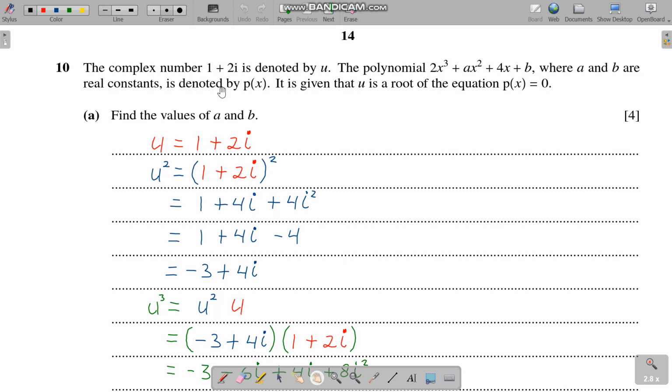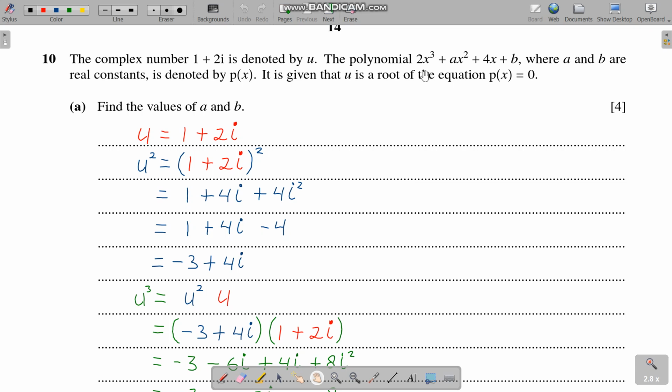Complex numbers. The complex number 1 plus 2i is denoted by u. The polynomial 2x cubed plus ax squared plus 4x plus b, where a and b are real constants, is denoted by p of x. u is a root of the equation. So first of all, u is, let's say, 1 plus 2i.